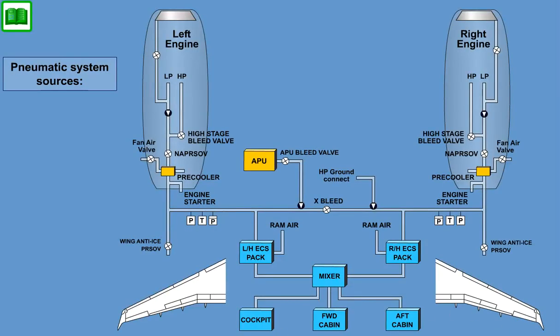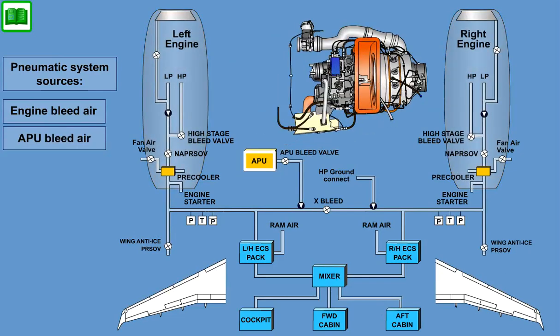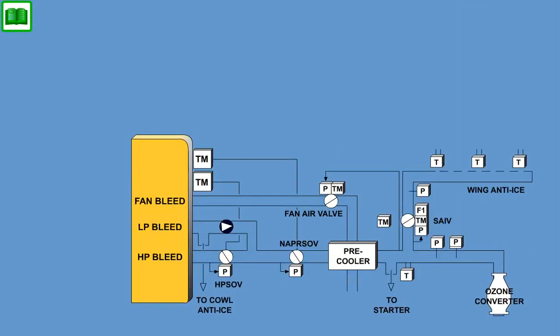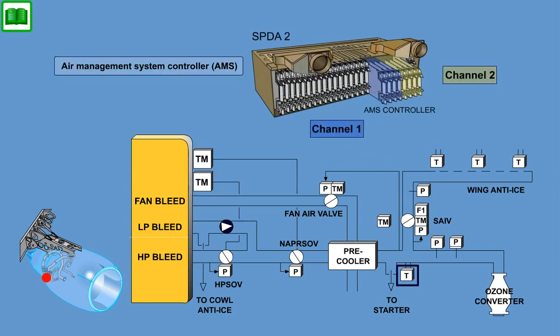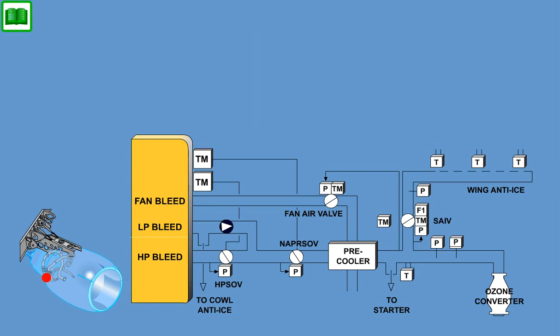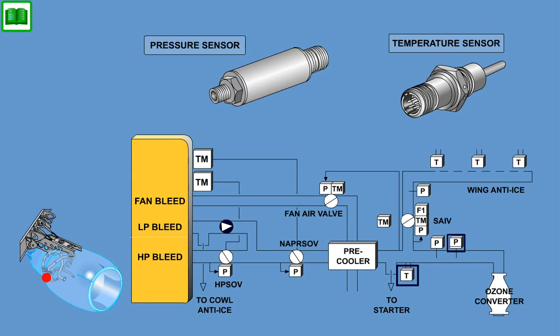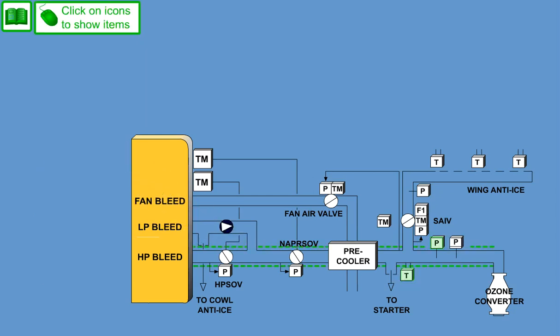The pneumatic system sources are engine bleed air, APU bleed air, and high-pressure external bleed air. Engine bleed is controlled through bleed port selection, pressure regulation, and temperature control. The system is protected against over-temperature and over-pressure, and monitored through a manifold leak detection and fault localization system.